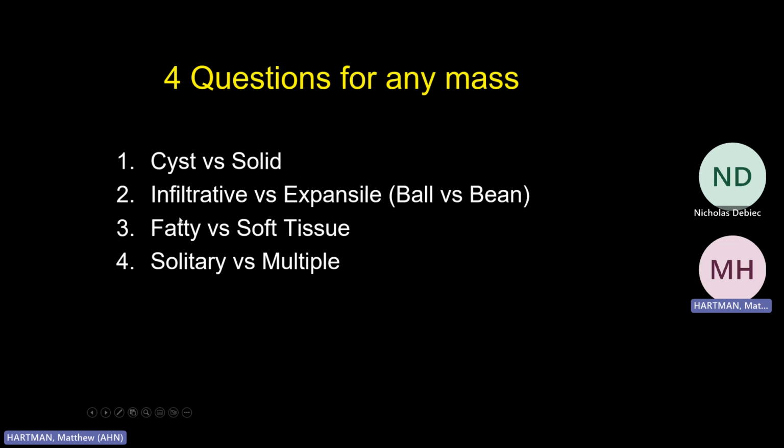Our next question, is there fat in there? Fat's our friend, and this will help us with many of our differentials. And then the last question, solitary or moldable? If it's moldable, be thinking Mets lymphoma.